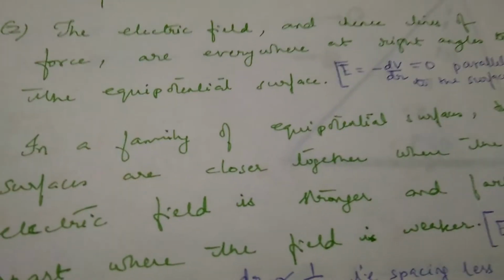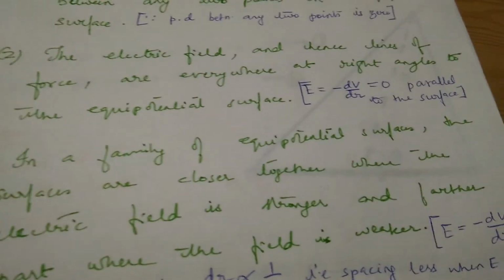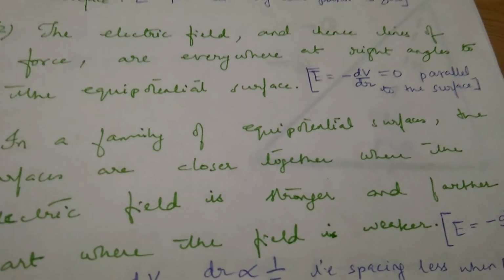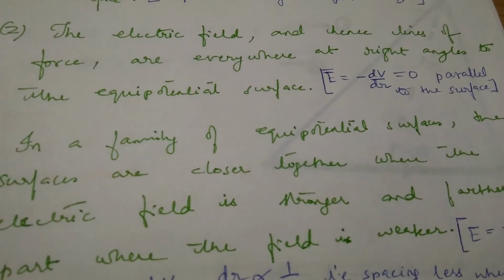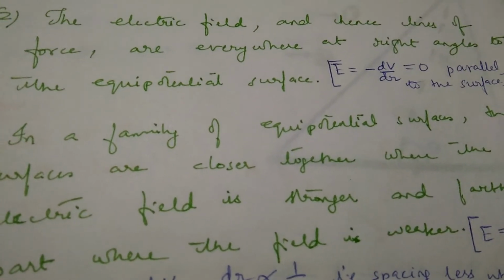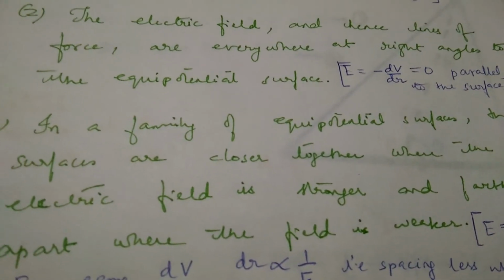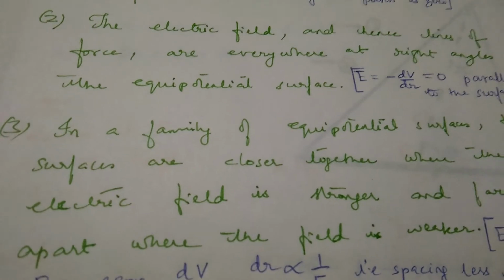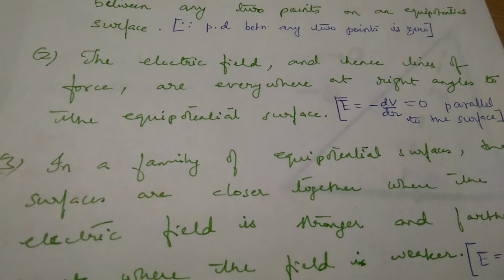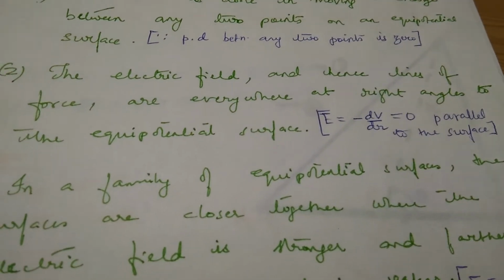Third property. In a family of equipotential surfaces, the surfaces are closer together where the field is strong. Suppose we are having a family of equipotential surfaces, a series of planes perpendicular to the electric field. You can imagine a whole family of rectangles which are close together. Where the field is strong, they will be closer together. In electric field lines also, this is the case in lines of force. If field is strong, lines of force are nearer. Same thing, if the field is strong, then this family of equipotential surfaces will be closer together.